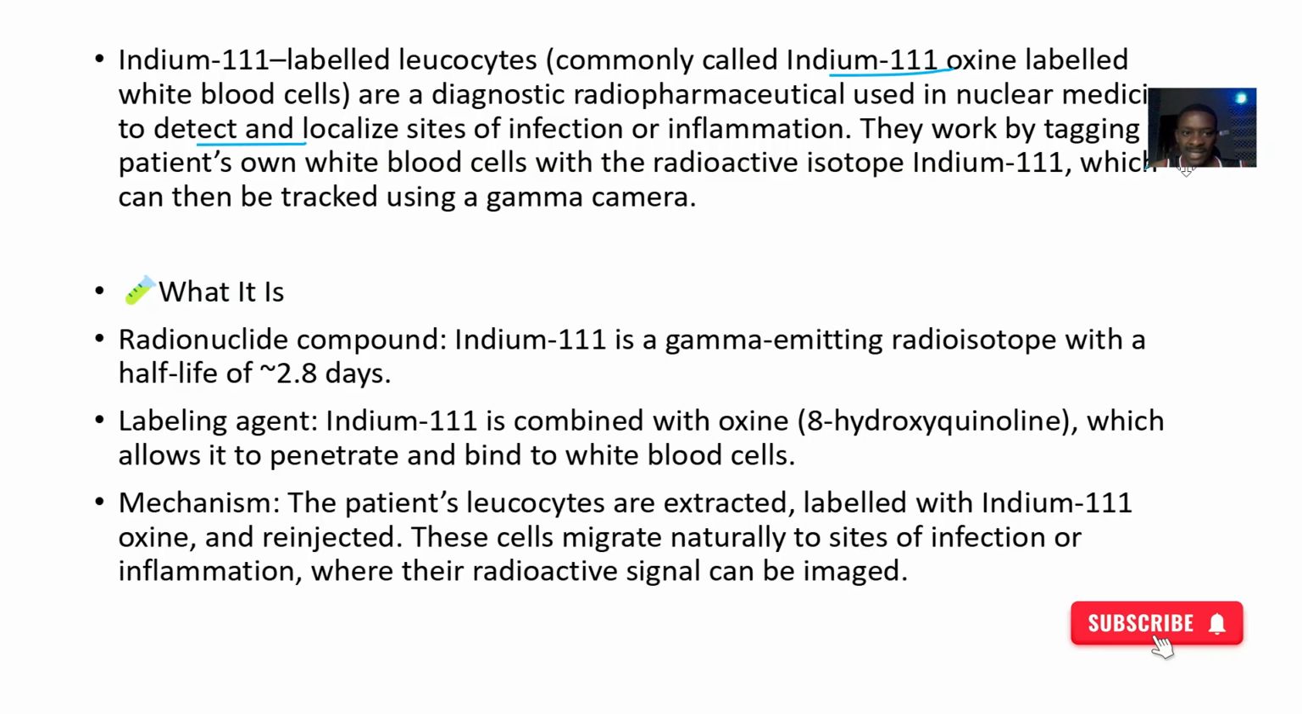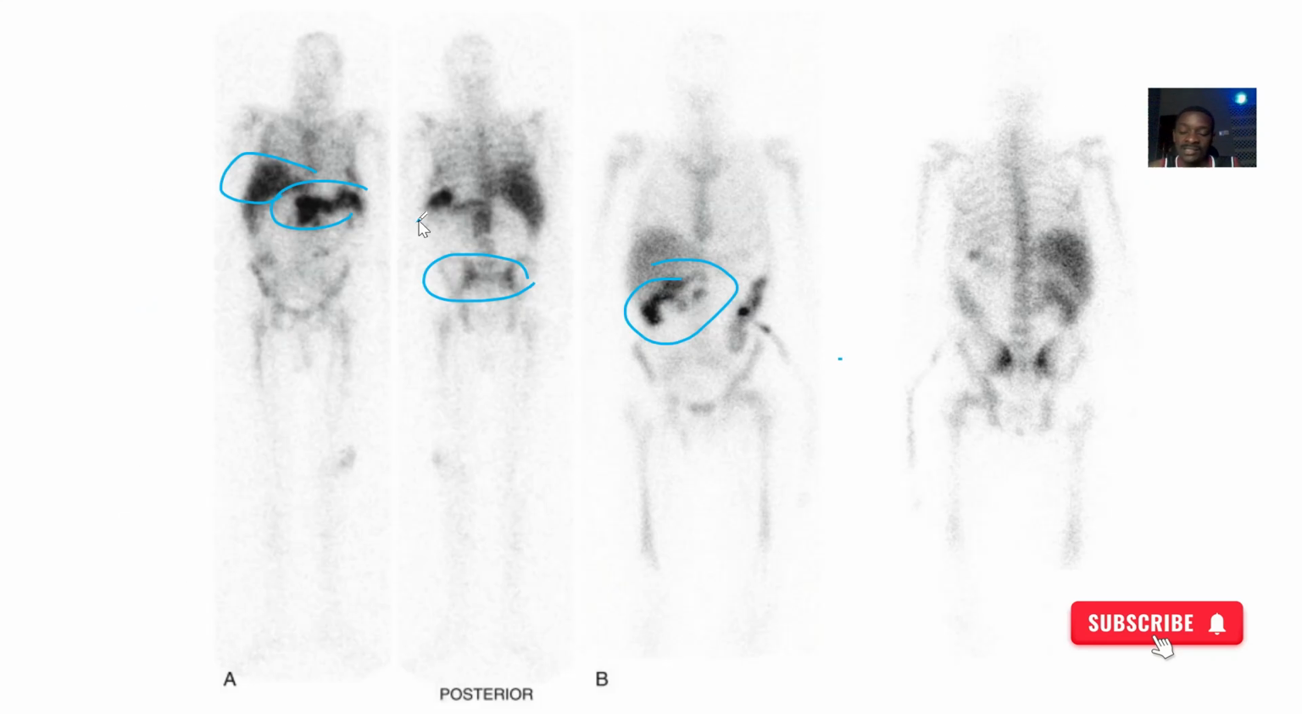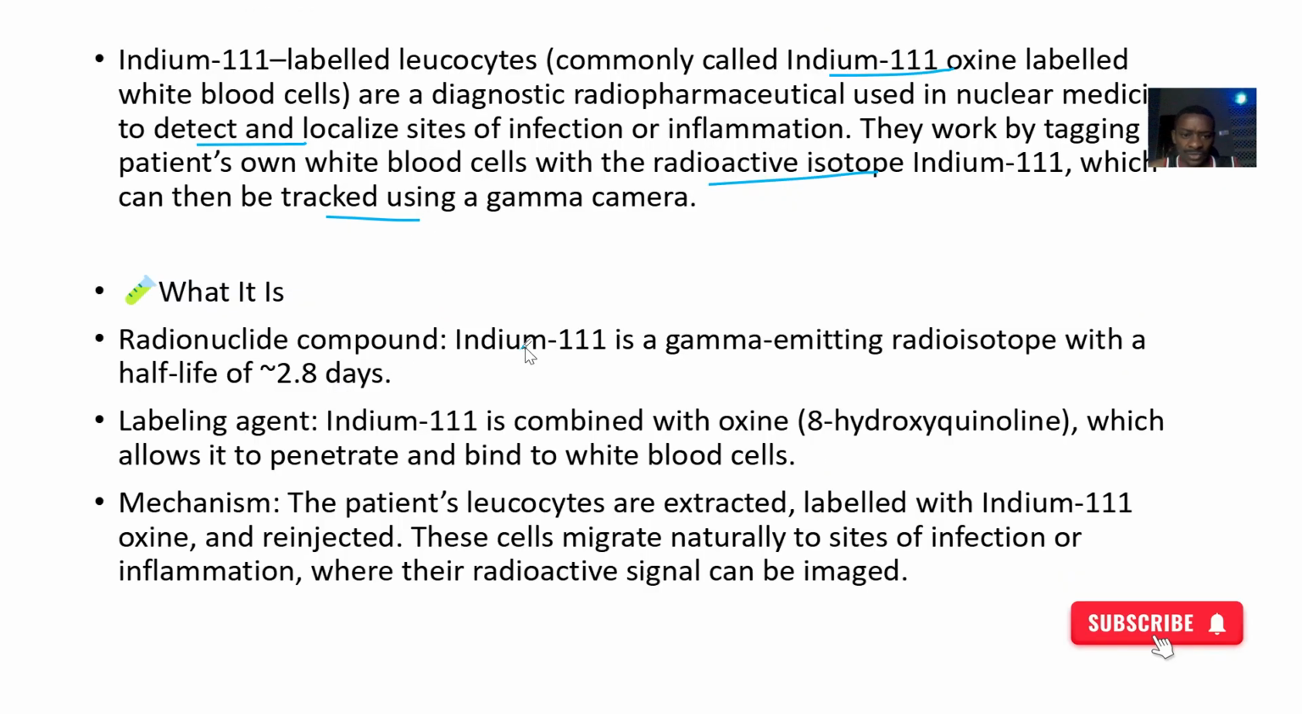So they work by tagging a patient's white blood cells. You tag the patient's white blood cells with the radioisotope indium 111. So this can easily be tracked when you use a gamma camera. So indium 111 is a gamma emitting radioisotope. It has a half-life of 2.8 days.